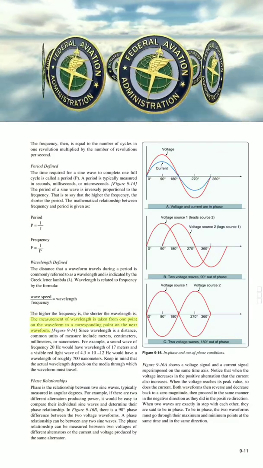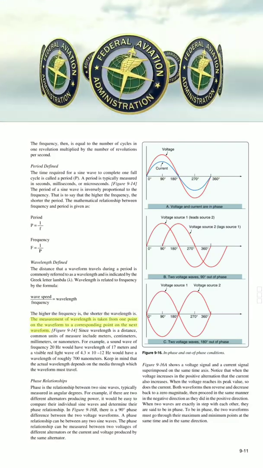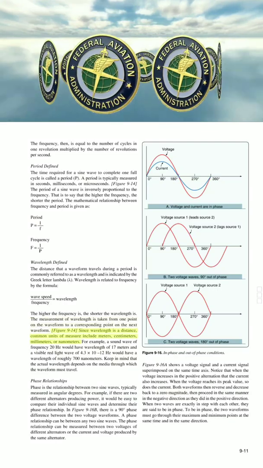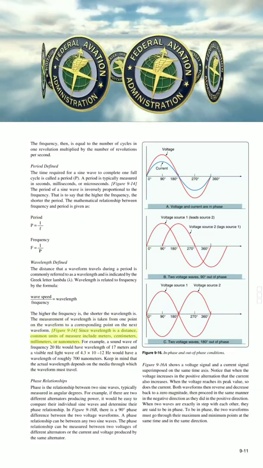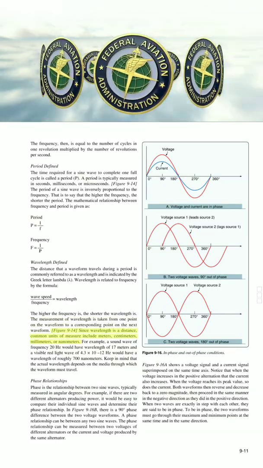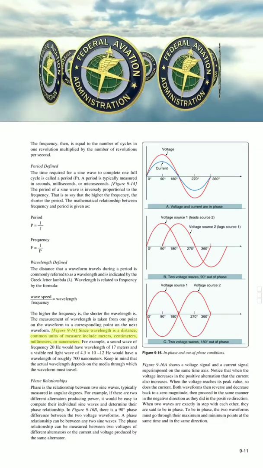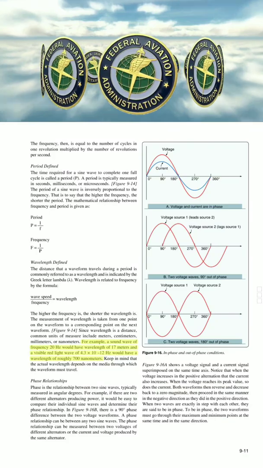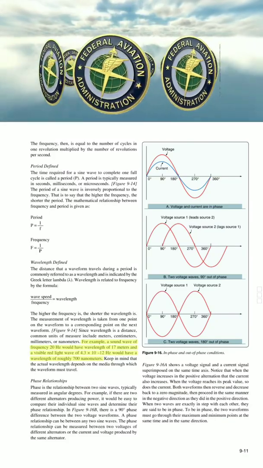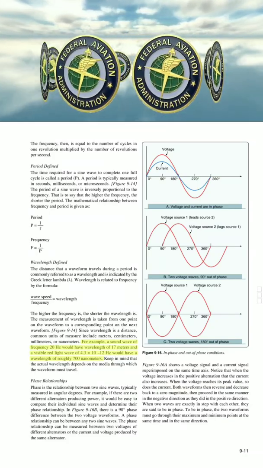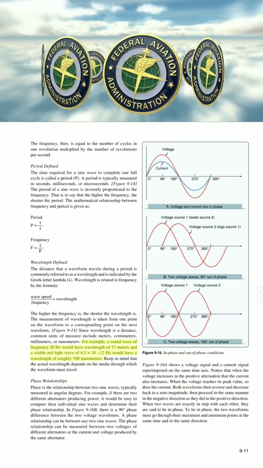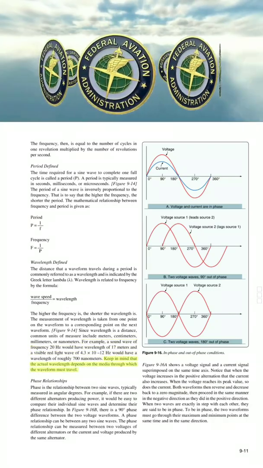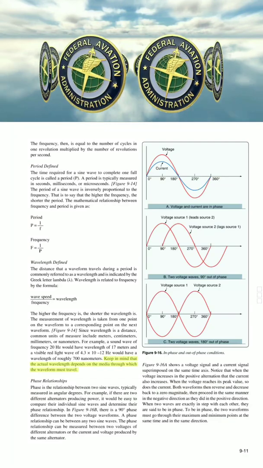The measurement of wavelength is taken from one point on the waveform to a corresponding point on the next waveform. Figure 9-14. Since wavelength is a distance, common units of measure include meters, centimeters, millimeters, or nanometers. For example, a sound wave of frequency 20 Hz would have a wavelength of 17 meters, and a visible red light wave of 4.3 times 10^12 Hz would have a wavelength of roughly 700 nanometers. Keep in mind that the actual wavelength depends on the media through which the waveform must travel.